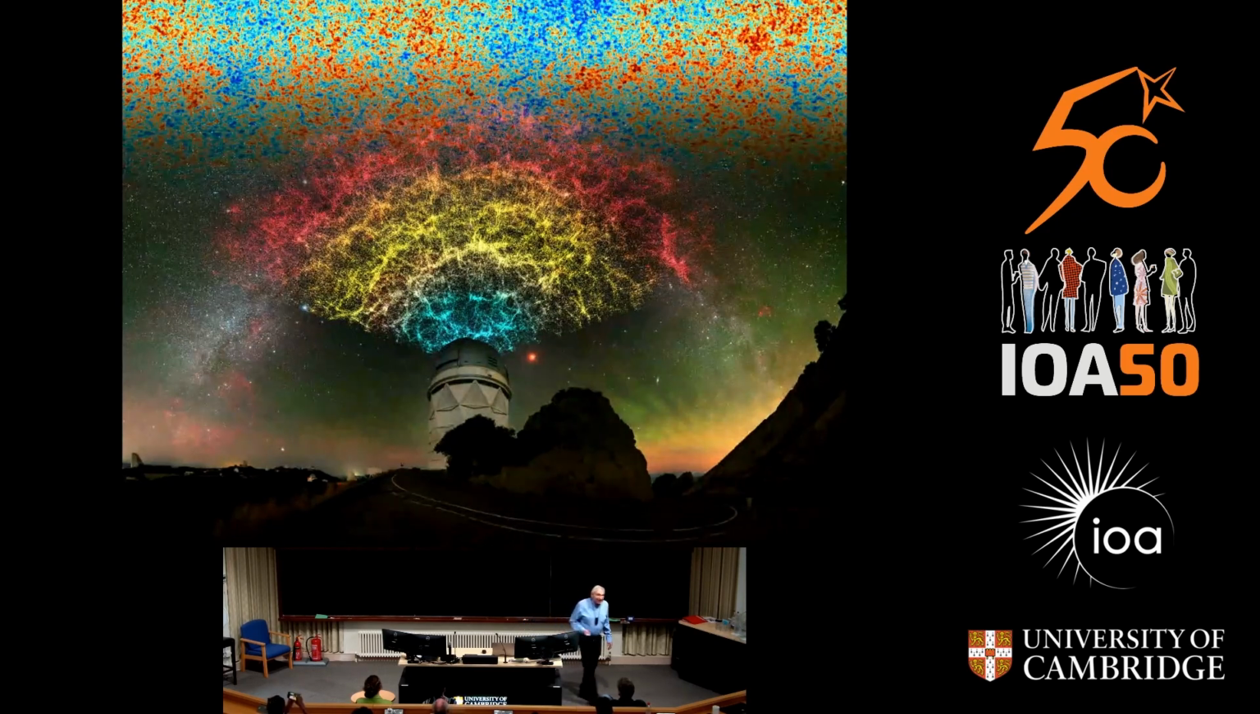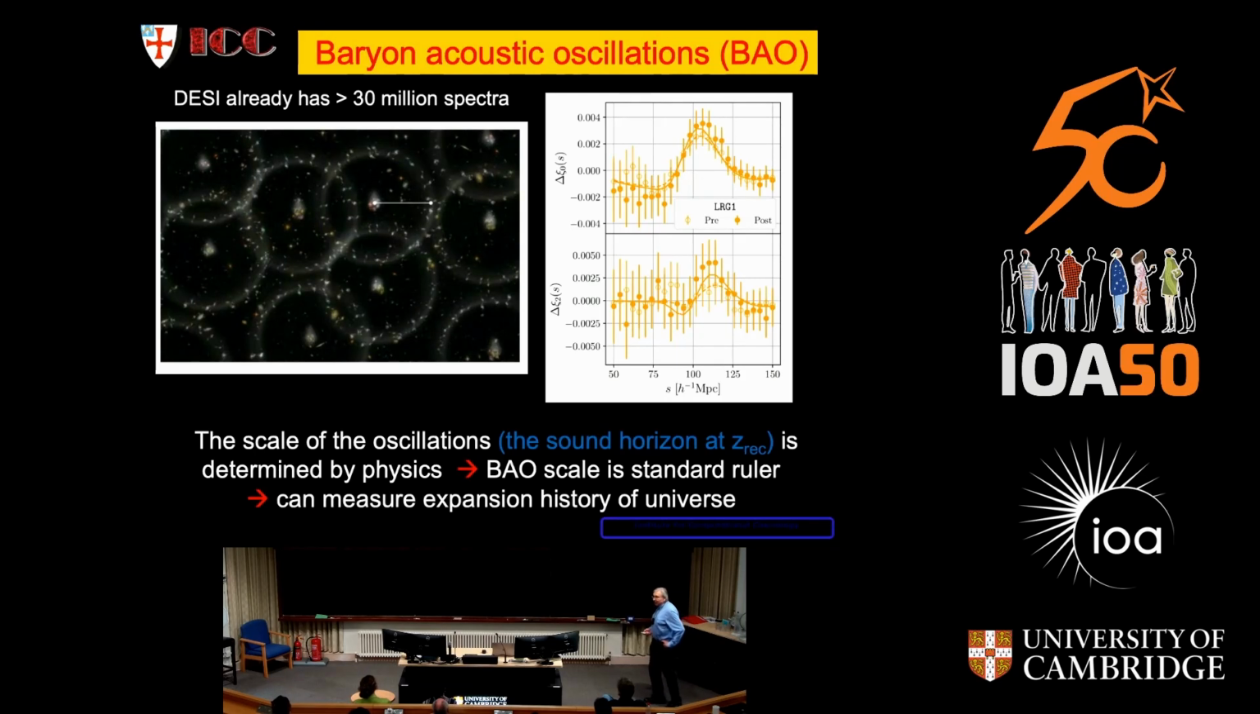But Licia and Andreu told you about the baryon acoustic oscillations and how they provide a very useful tool for cosmology because they are a standard ruler whose size we know in centimeters. And so we can use this to track the evolutionary history, as they described, the expansion history of the universe.